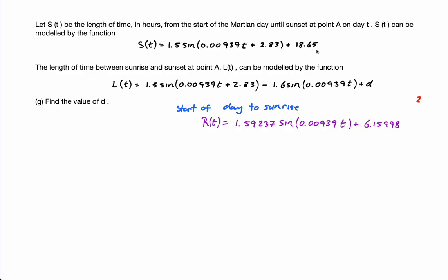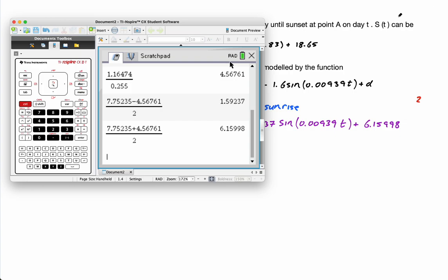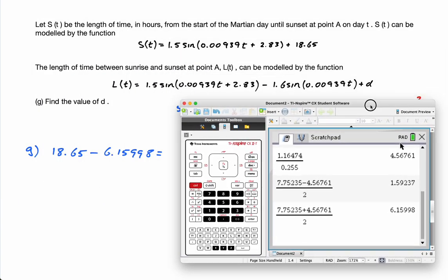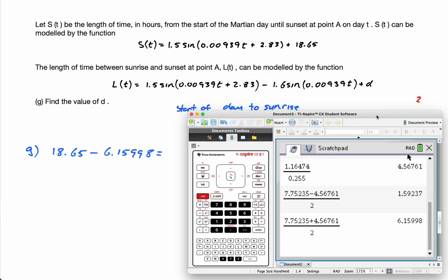But we know that d has to then be the 18.65 minus the 6.15998. So for part G, all I have to do is do 18.65 minus 6.15998. Again, the mark scheme is slightly different, but it's all good. You'll notice it even says just accept answers that are slightly different due to rounding. They're not trying to penalize students for rounding in this question. That's definitely not the point of it.